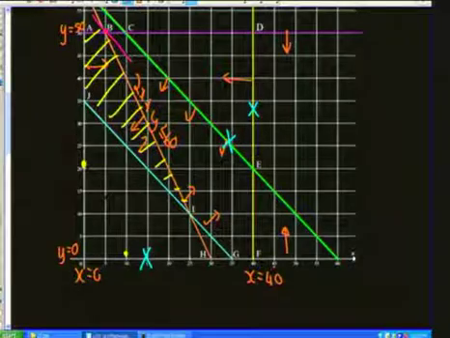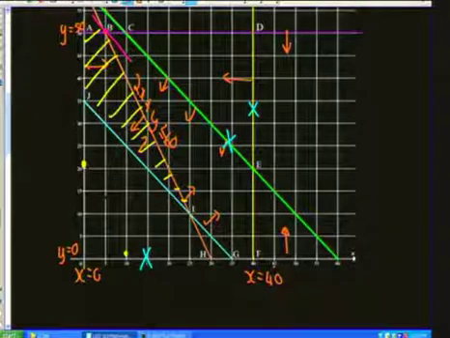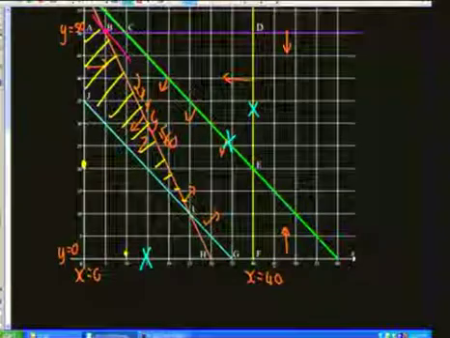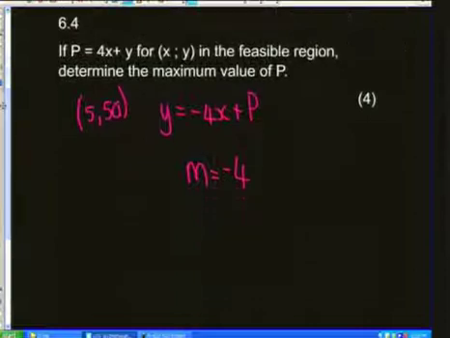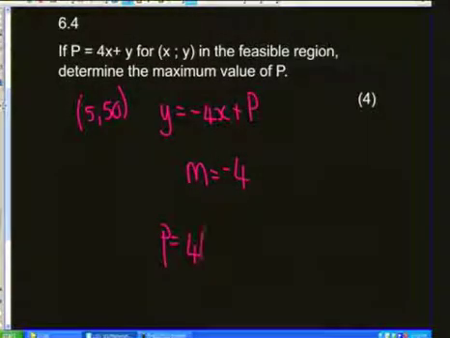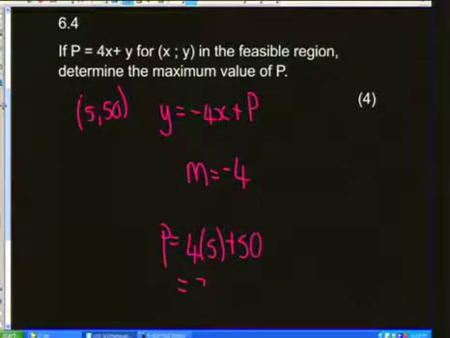And B's coordinate was 5, 50. So that's important to know. Let's go back to the question. So we know that at 5, 50 we get our maximum. So they want to know what is the maximum value of P. Well, that's going to be easy. We're going to go to our equation. P is equal to 4 times 5 plus 50, which means we're going to get 70. Okay, I was a bit rushed in that question, but I think you've got the idea of it.